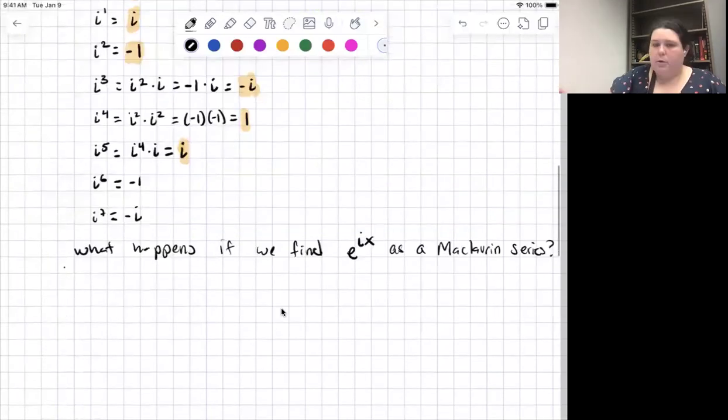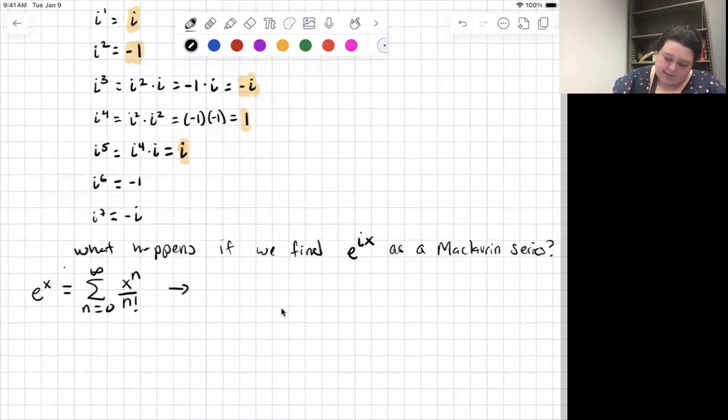Okay, so what I'm going to do is take our definition of a Maclaurin series, which we said was, let's remind ourselves, the sum from n equals 0 to infinity of x to the n over n factorial. But now I'm going to plug in ix, and that means in my series, I am also going to plug in ix.